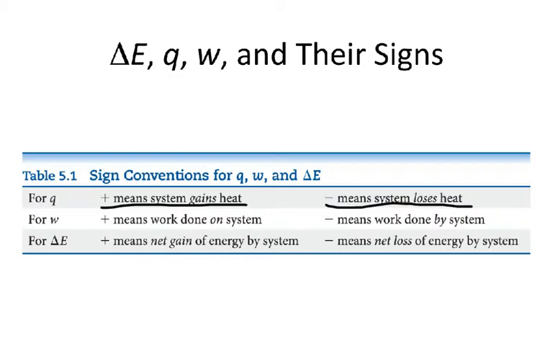For W, if the work is done on the system by the surroundings, W is positive, and if work is done by the system, W is negative. If delta E is positive, that means that the system gained energy from the surroundings, and if delta E is negative, it means that the system lost energy.